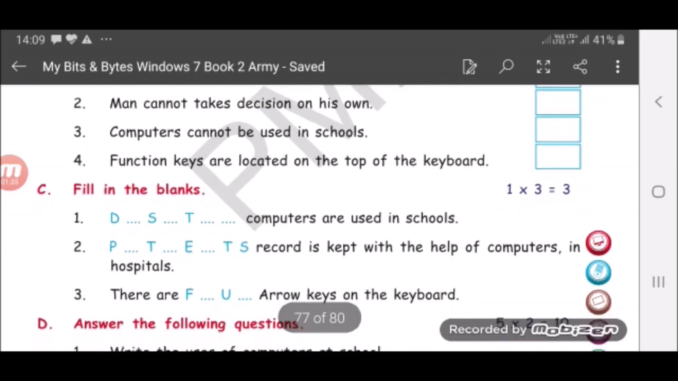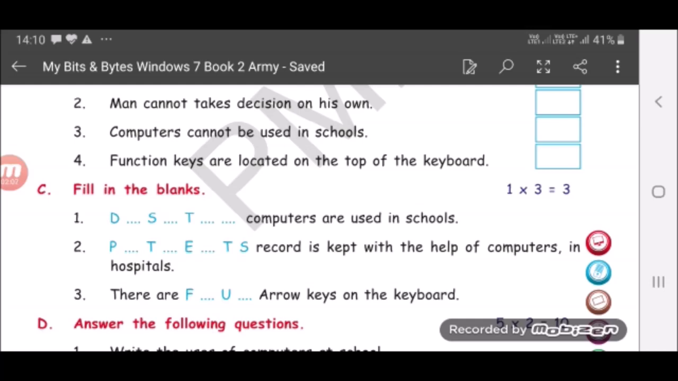Dash computers are used in schools. Desktop. D-E-S-K-T-O-P. I'll be sharing the answers once we finish this video. Okay, so no need to hurry with your spellings and your handwriting, just wait. Next is Dash record is kept with the help of computers in hospitals. Patients, P-A-T-I-E-N-T-S, patients.